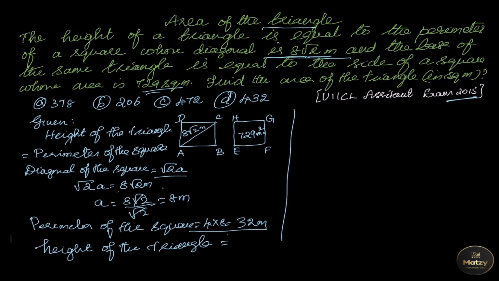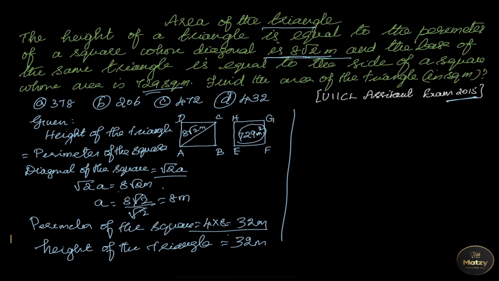What is the perimeter of the square? 4 into side. Am I right? So 4 into 8 is 32 meters. That is the perimeter of the square. See what is given in the problem? Height of the triangle is equal to perimeter of the square. So height of the triangle is equal to 32 meters. Now we have to find out the base of the same triangle.